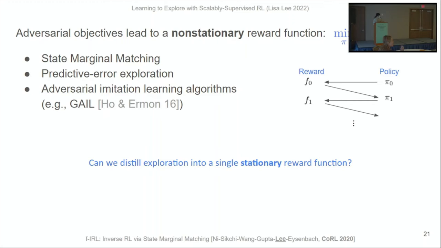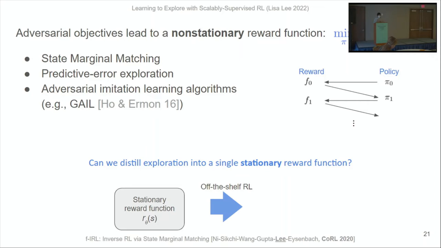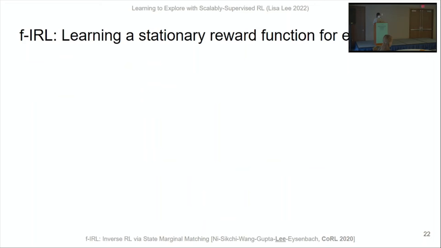So can we instead distill exploration into a single stationary reward function? Importantly, we want this to be a reward function such that if we apply an off-the-shelf RL algorithm on it, it will converge to a good exploration policy. In a follow-up work, we proposed a method called FIRL to learn a stationary reward function for exploration.